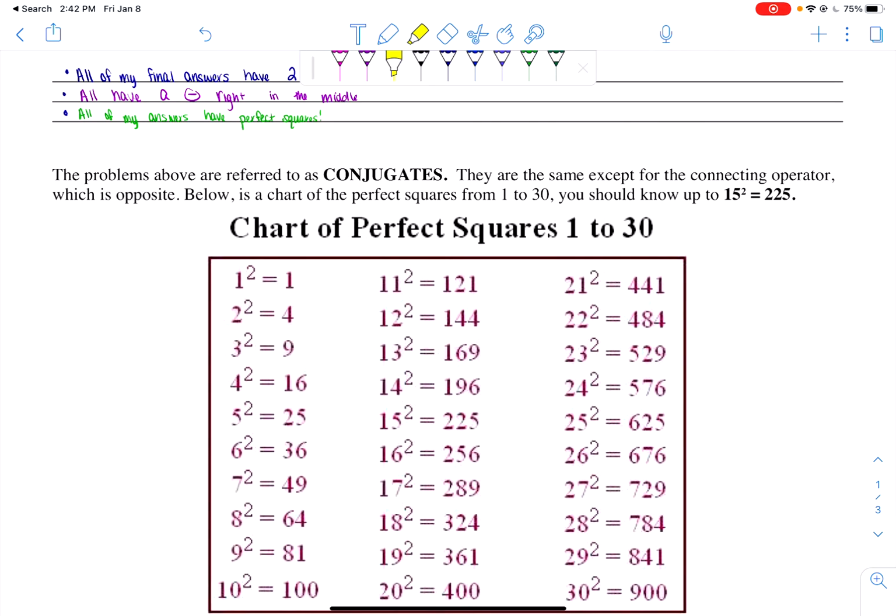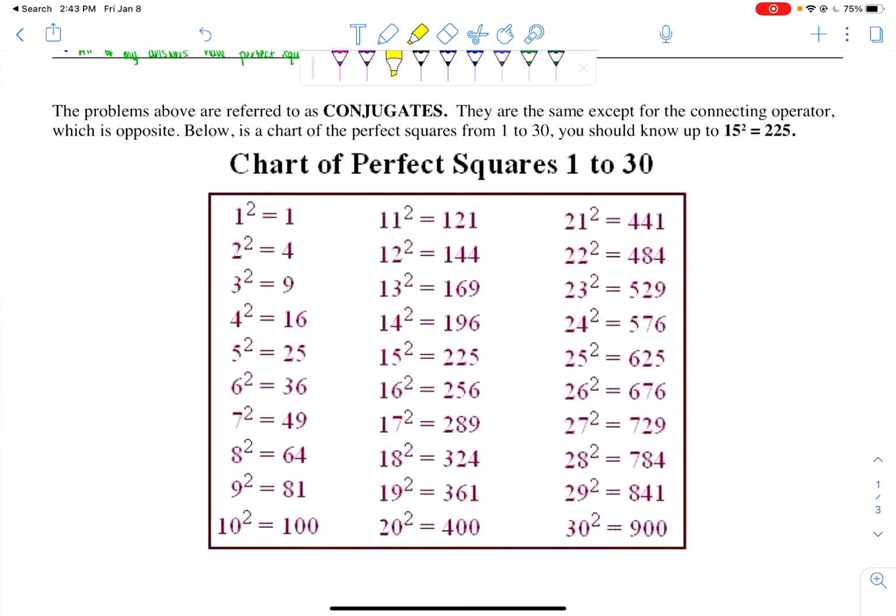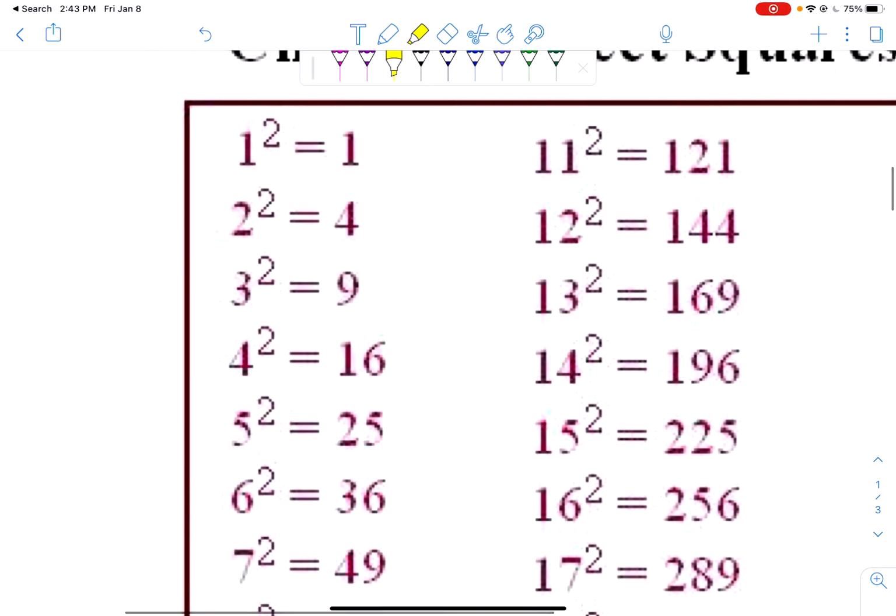Also, below is a chart of the perfect squares from 1 to 30. You should know up to 15 squared equals 225. I mean, you have a calculator, so if you want, you can do it that way. But we should know 1 times 1 is 1, 2 times 2 is 4, 3 times 3 is 9, 4 times 4 is 16.